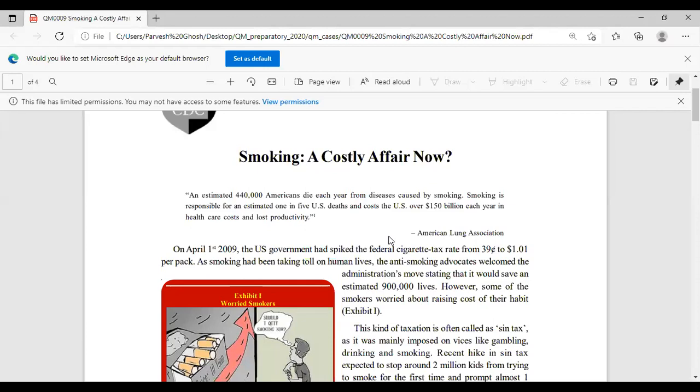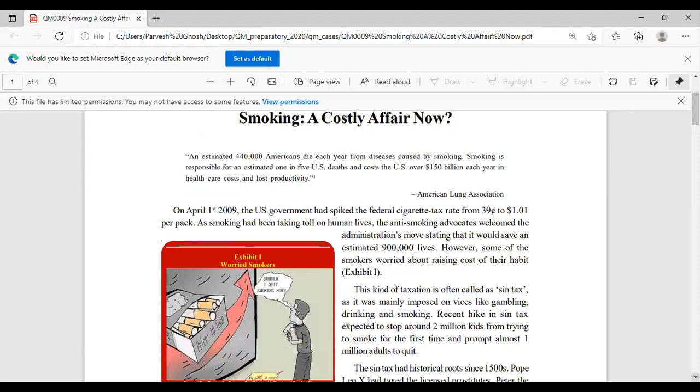So, Smoking: A Costly Affair. Hope all of you have opened the case. So please start reading the case. I will just scroll it down.